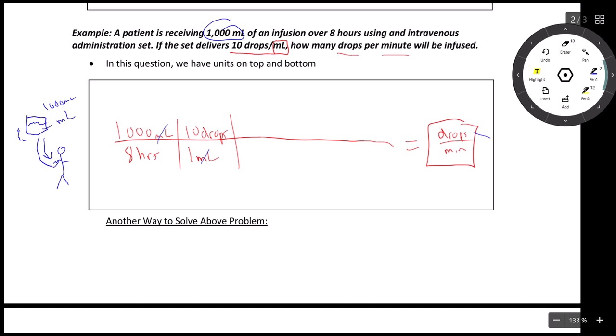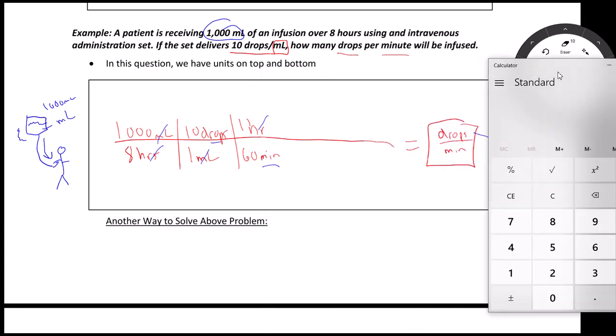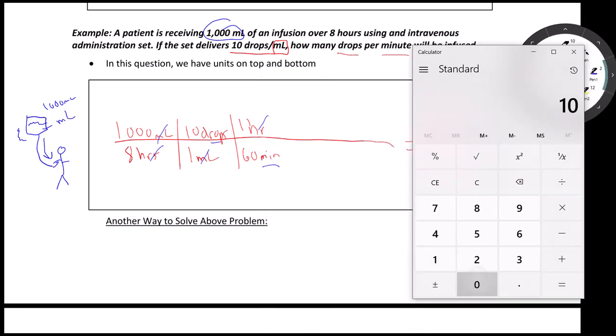Well, as we have done before, 1 hour is 60 minutes. And in that case, my hours cancel out, and I am left with the units of minutes, and my drops are still there. So now I've got my answer that will happen when I do the math here. So I'm going to move this out of the way. If I've got my 1,000, dividing it by 8 times 10, I can divide that by 1, and then I am ultimately going to divide that by 60.